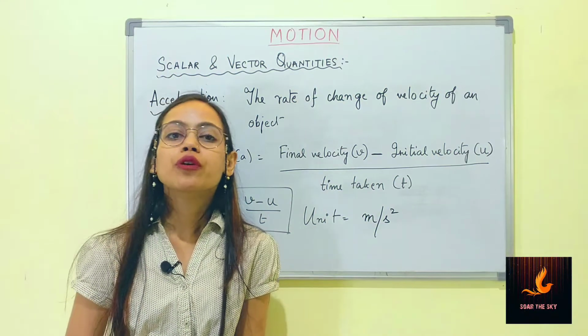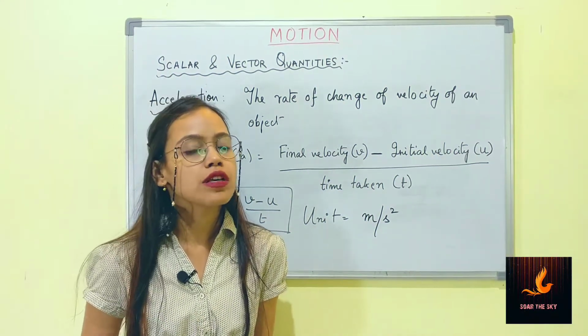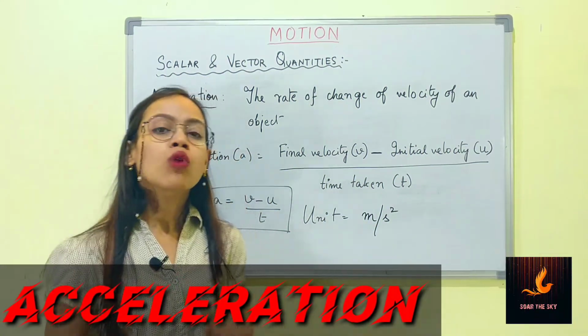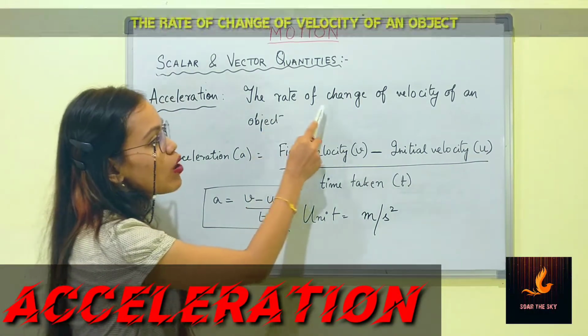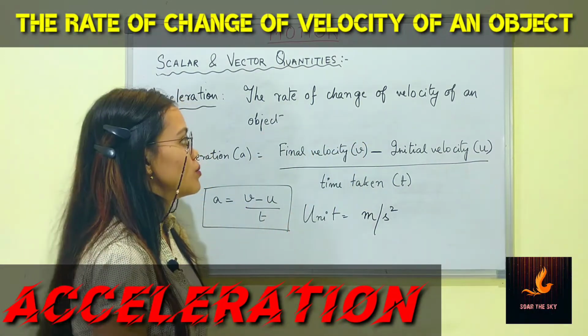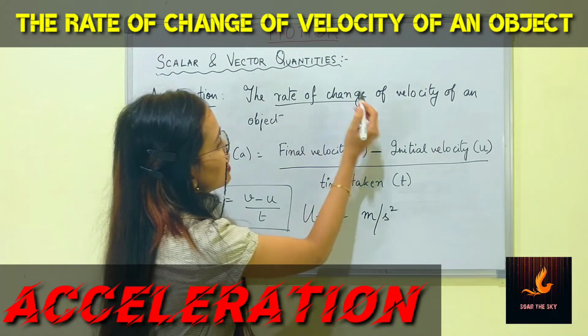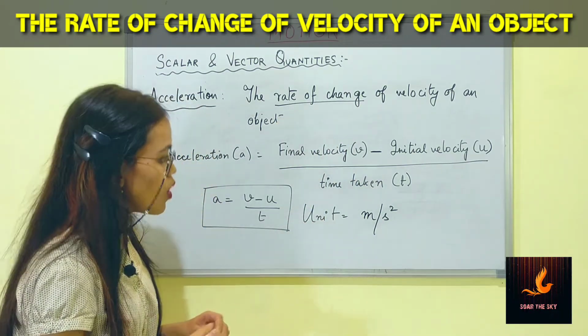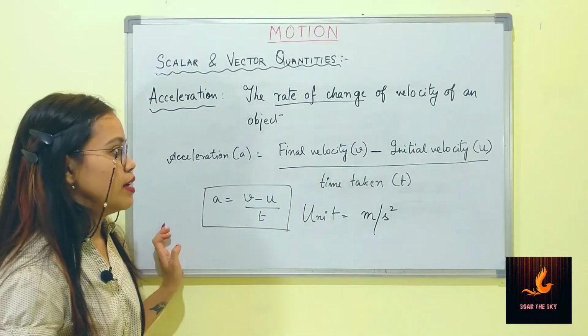Uniform and non-uniform motion gives us the concept of acceleration. What is acceleration? The rate of change of velocity of an object in a particular time. Okay, so how do we calculate it?